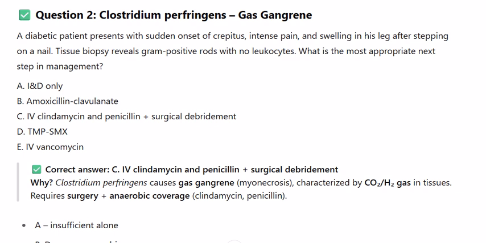A. INR only. B. Amoxicillin-clavulanate. C. IV clindamycin and penicillin plus surgical debridement. D. TMP-SMX. E. IV vancomycin. Correct answer, C. IV clindamycin and penicillin plus surgical debridement.